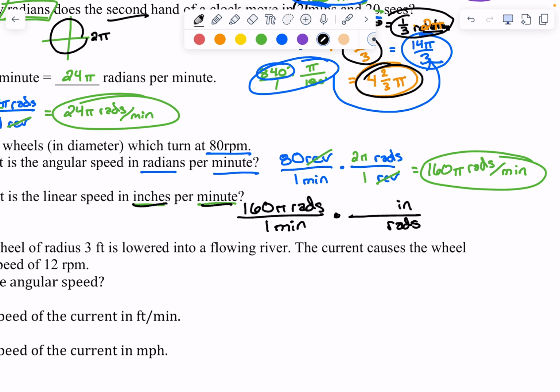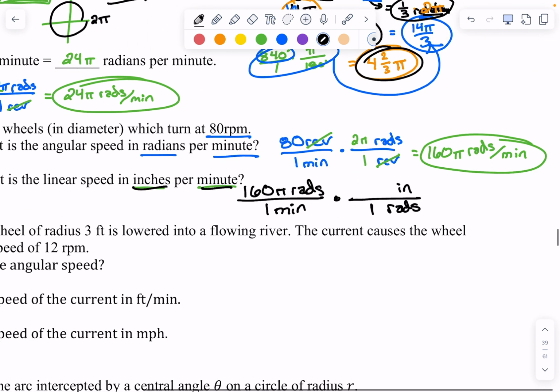1 radian is a radius, right? And 1 radius length, they said over here, was 12.5 inches. Does that make sense? 1 radius is 12.5. So now if I cross off my radians, I have it in terms of inches. I do want per minute, not per second. Okay, so then we're good.